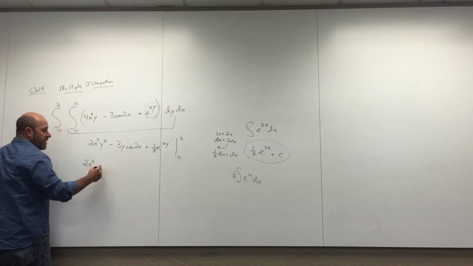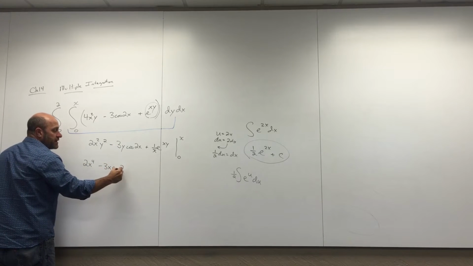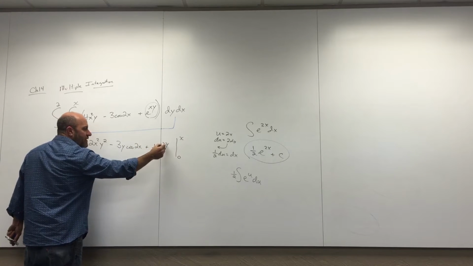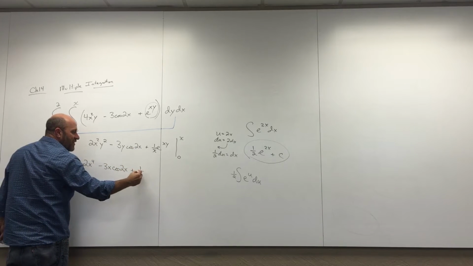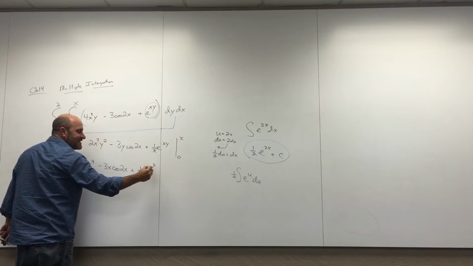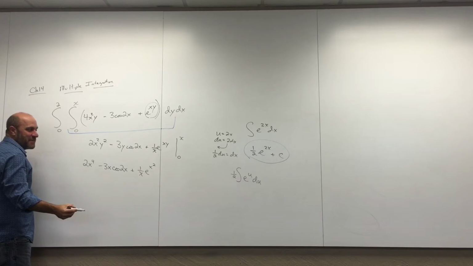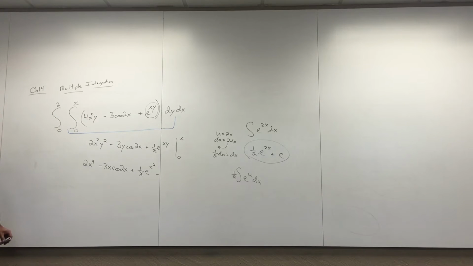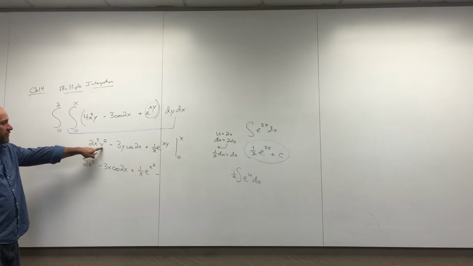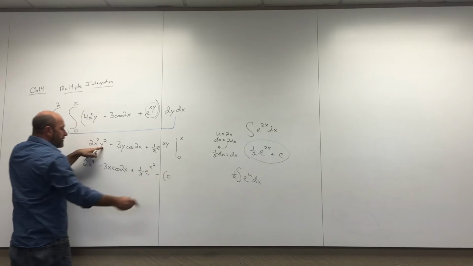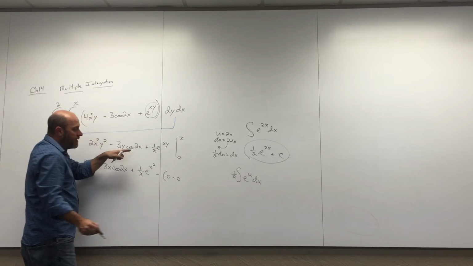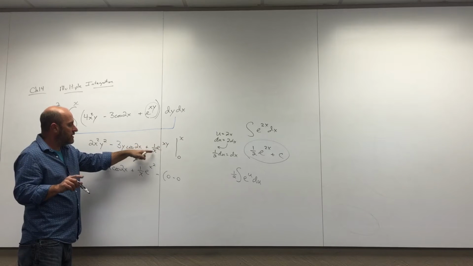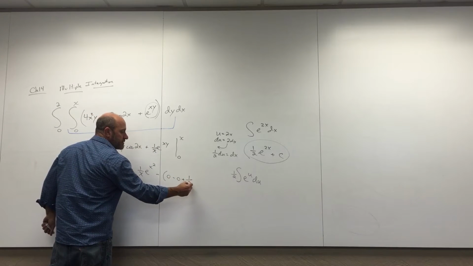When I plug in that x there, I'll have a negative 3x cos 2x. And when I plug in that x there, 1 over x e to the x squared, I guess. Right, you guys? Minus, I should plug in a 0 for y. If I plug in a 0 for y, that's a 0. That's a 0. But when I plug in a 0 for y here, e to the 0 is a 1. And then the 1 over x.